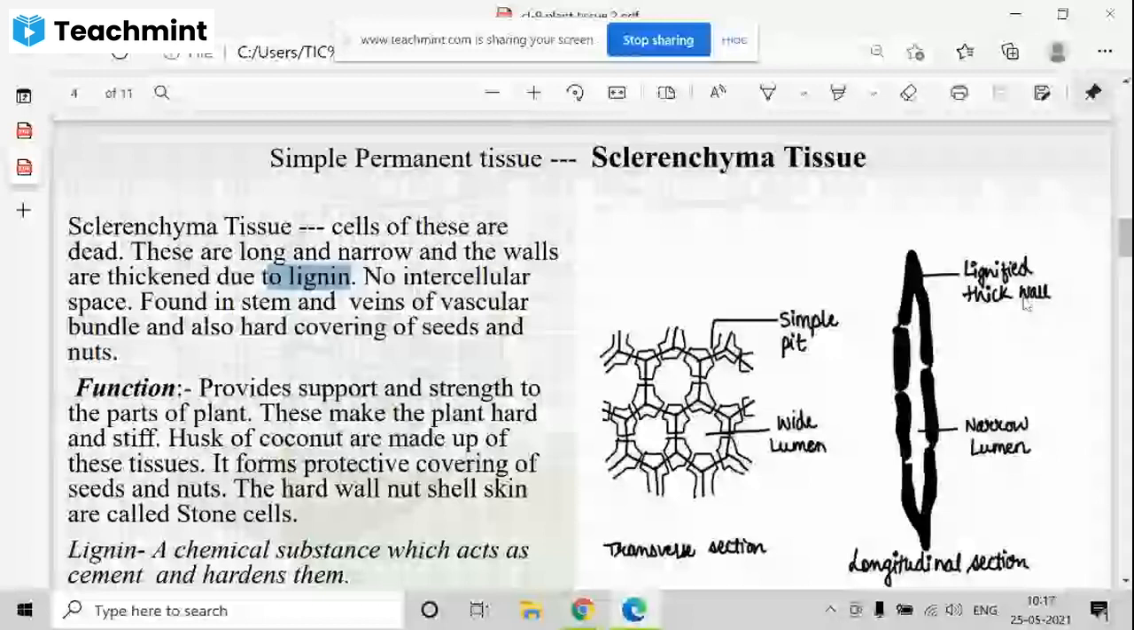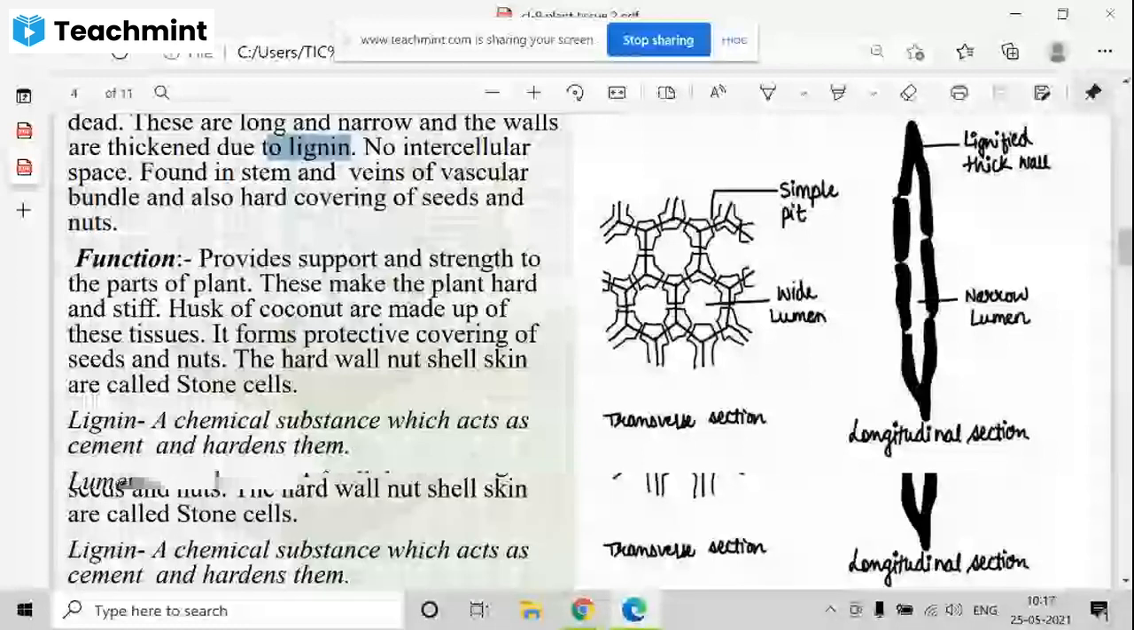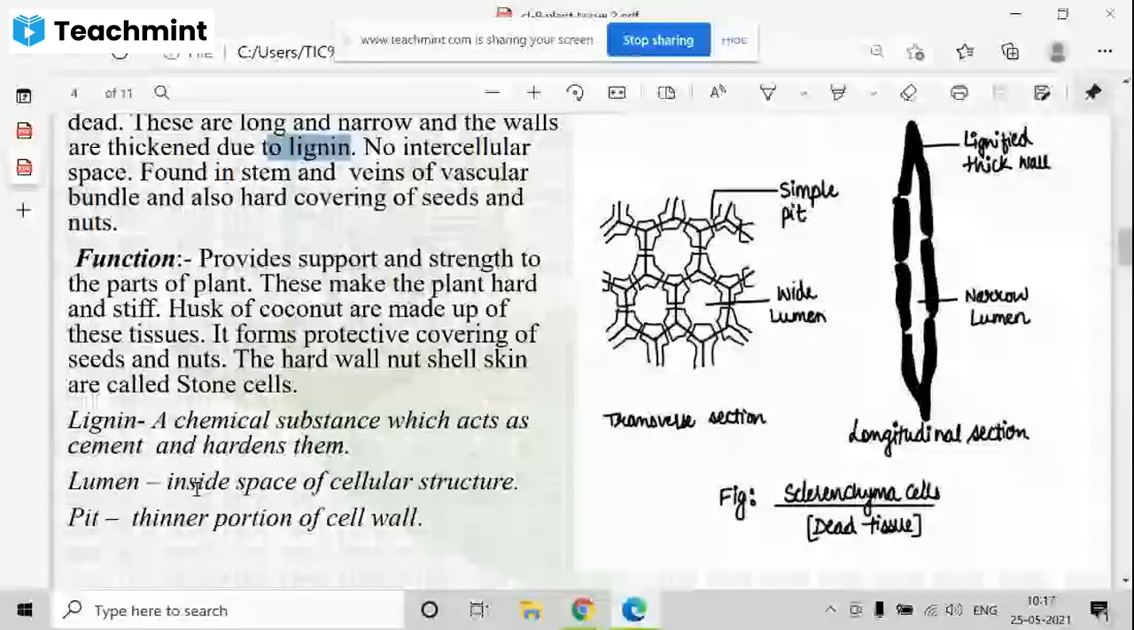Now, there is a deposition of lignin at the thick wall. This blackish color, if you see, is the deposition of lignin. The chemical makes the tissues very hard and tough. Got it? Now, what is lignin? A chemical substance which acts as a cement and hardens them. It acts as a cementing type substance. Okay, and the cells are all dead. These cells are all dead cells, not live cells.